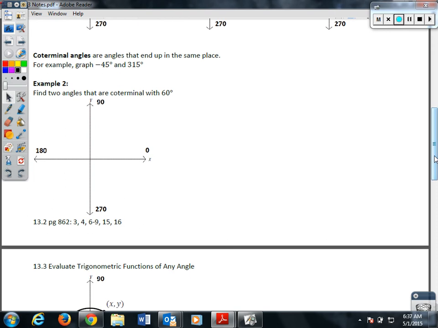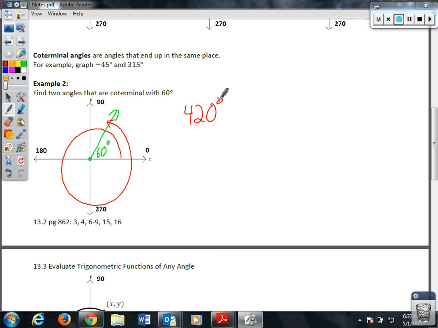In example 2, we're going to find two angles that are coterminal with a 60-degree angle. First, let's draw a 60-degree angle, something like that. One way we could find one that is coterminal is to add 360. If we go 60 degrees, and then we go 360 degrees, we'll end up back in the same place. So 360 plus 60 gives us another angle measure that's coterminal. A 420-degree angle would be coterminal with that.